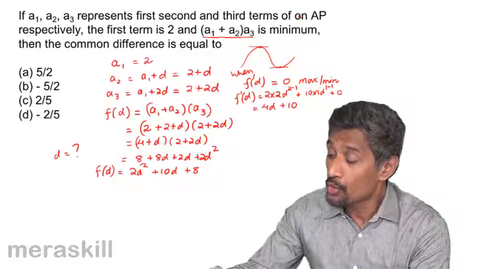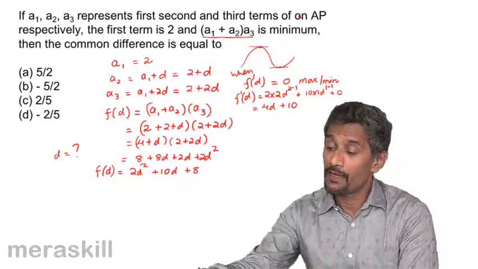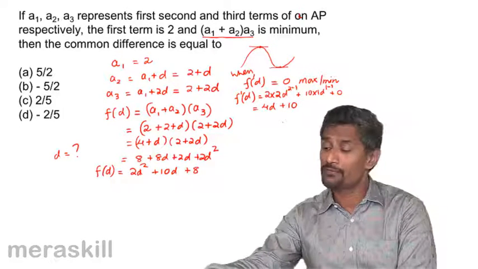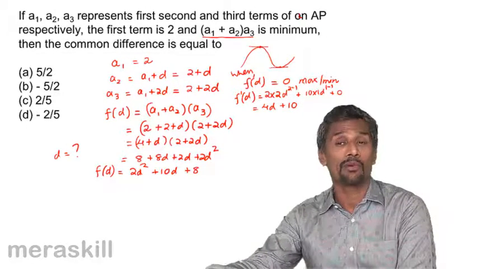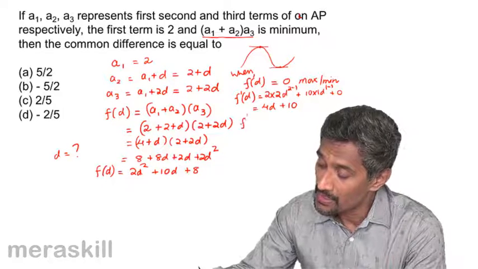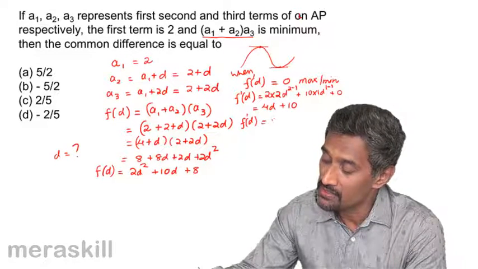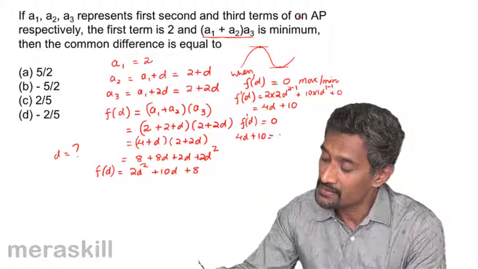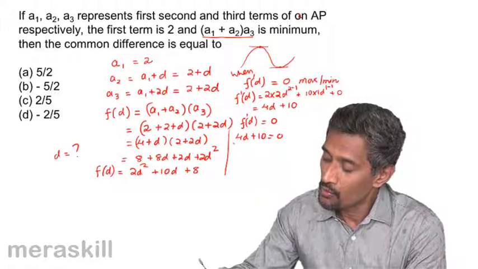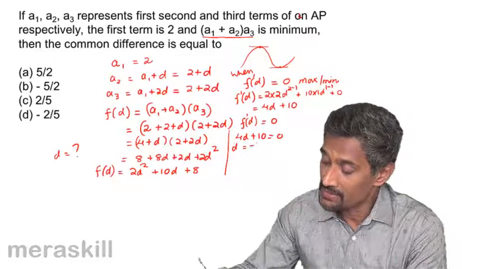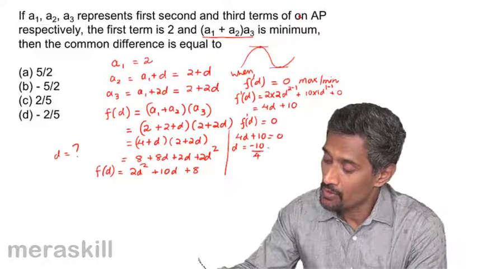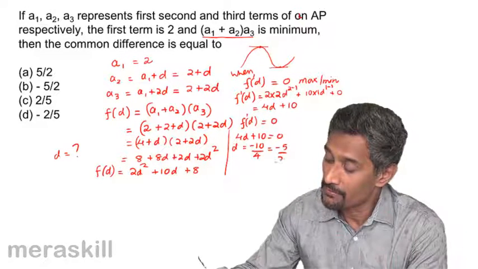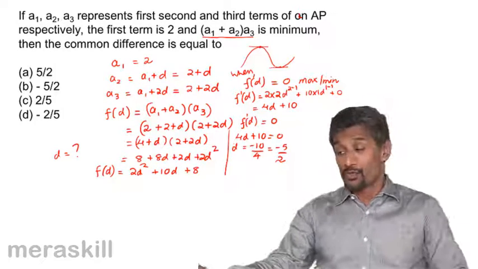Now it is told that this function attains minimum value. So if this function attains either minimum or maximum value, it means that f dash d is 0. That means 4d plus 10 is 0. Therefore, you'll end up getting d as minus 10 by 4, or minus 5 by 2.